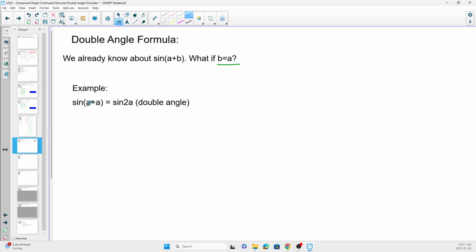So if we were going off of sine A plus A, and we want to use our compound angle formula, we would say sine A cos A, sine would be the same, plus cos A sine A.